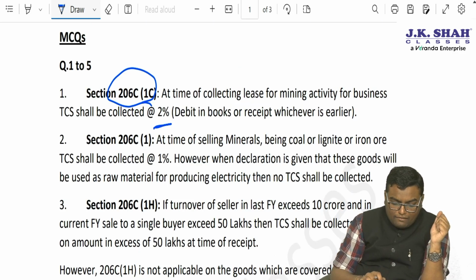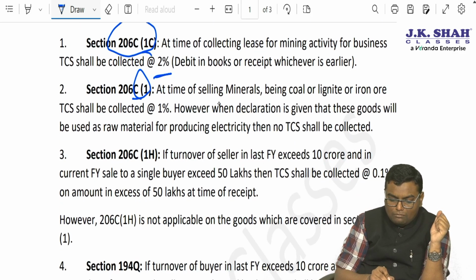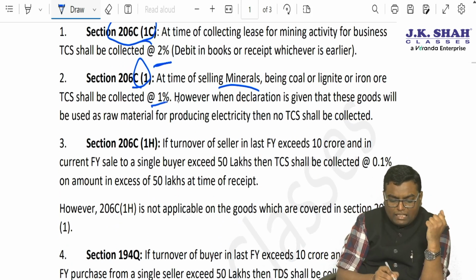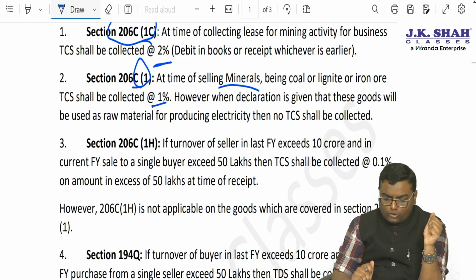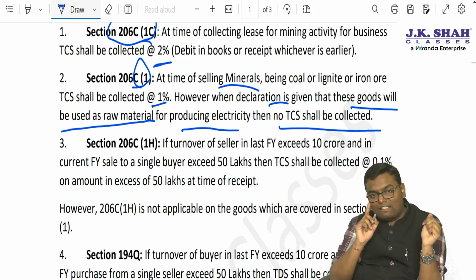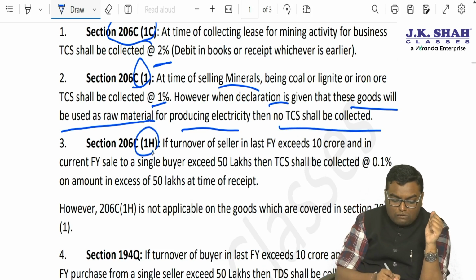See the main points I have written over here. Clause 1: at the time of selling minerals, being coal, lignite, iron ore, TCS shall be collected at the rate of 1% without any threshold. However, when a declaration is given that these goods will be used as a raw material for producing electricity, then no TCS will be collected. Now, clause 1H.